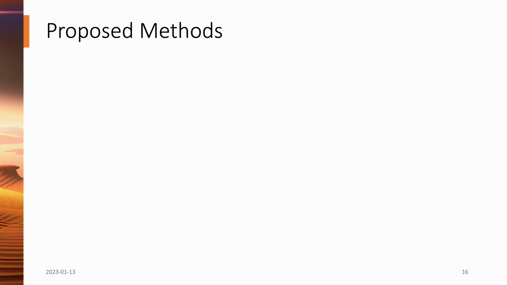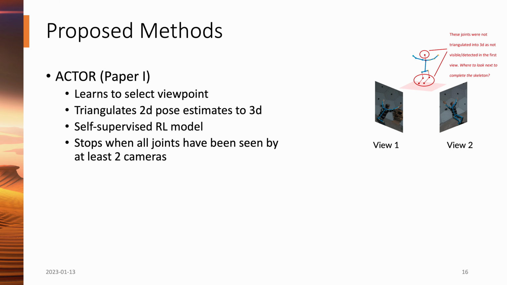In my thesis, two methods are proposed for solving active human pose estimation. In paper 1, we equip a reinforcement learning model with a 2D pose estimation network. It is then trained to select viewpoints such that it sees every person from at least 2 cameras so that they may be triangulated into 3D. Hence, the stopping condition for each time step is a heuristic rule that each joint should be observed from at least 2 cameras, which is the minimum number of cameras required to triangulate a point in 3D.